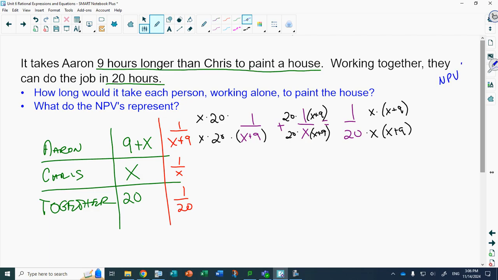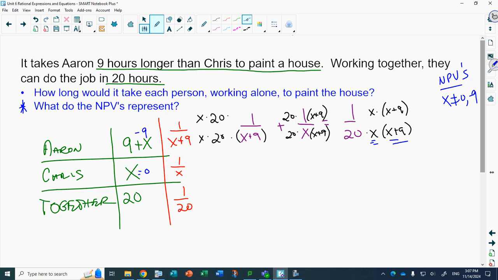Now, before we go crazy, we should actually put down the NPVs. The NPVs, of course, is x cannot equal, in this case, 0 and minus 9. But doesn't that make sense? Because go back to Chris, and I'm going to answer this part of the problem first. What do the NPVs represent? It represents that Chris cannot do this painting in 0 hours. And if you look at Aaron, if you subtract 9 from this, Aaron can't paint the house in 9 hours either. See what I mean? So that's where the NPVs come into play there. I think that's kind of interesting to see.